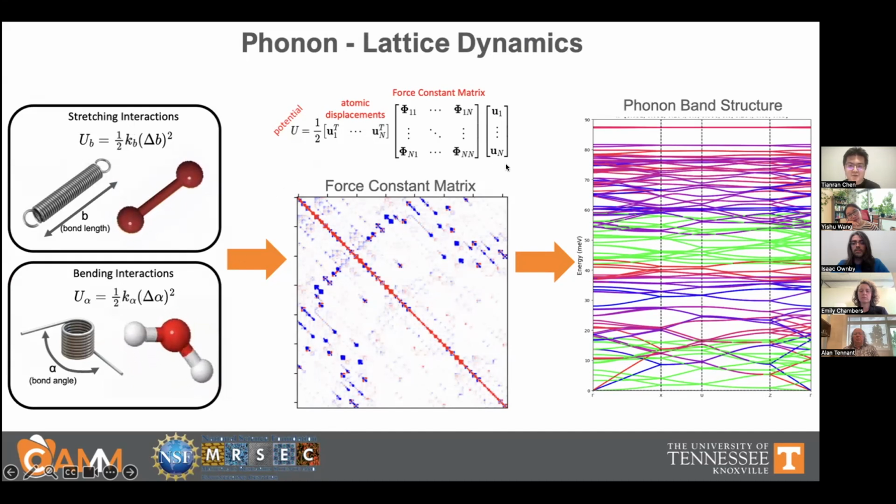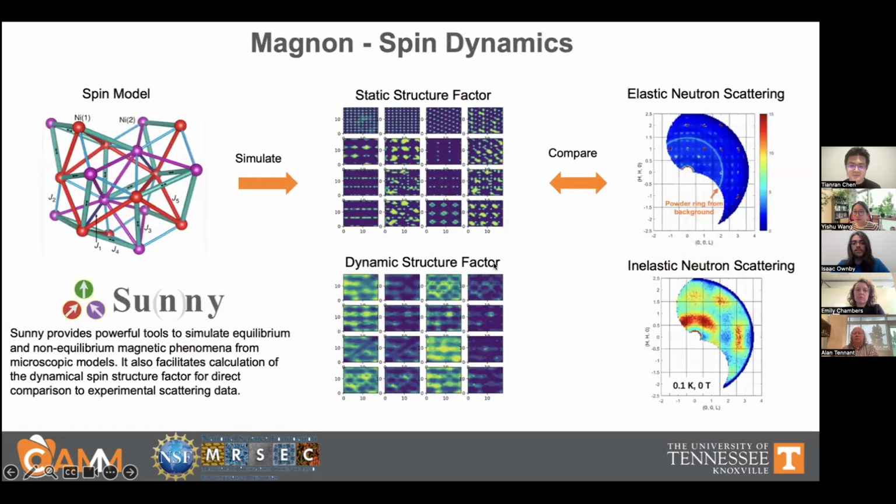Once we build this force constant matrix, we can solve an eigenvalue problem and calculate the frequencies and phonon normal modes. In the right figure, I'm showing the phonon band structure obtained from the force constant matrix. The red, green, and blue colors indicate the phonon polarization along the a, b, c axes in real space. So next, I'm going to show the magnets.